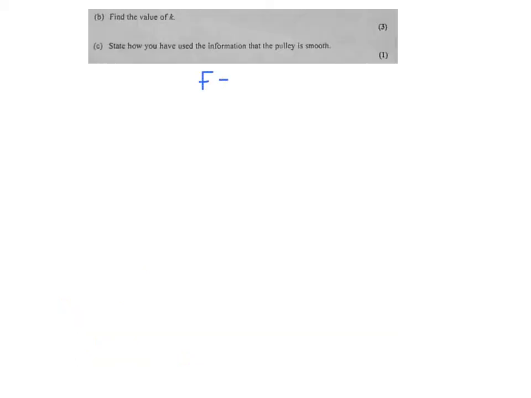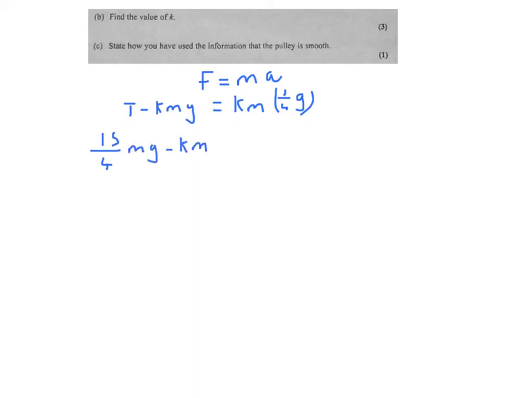Apply F equals ma to the right hand side. We have tension minus kmg will equal the mass, which is km, times the acceleration, which is a quarter g. Now we already know the tension is 15 over 4 mg, so 15 over 4 mg minus kmg will equal a quarter kmg.